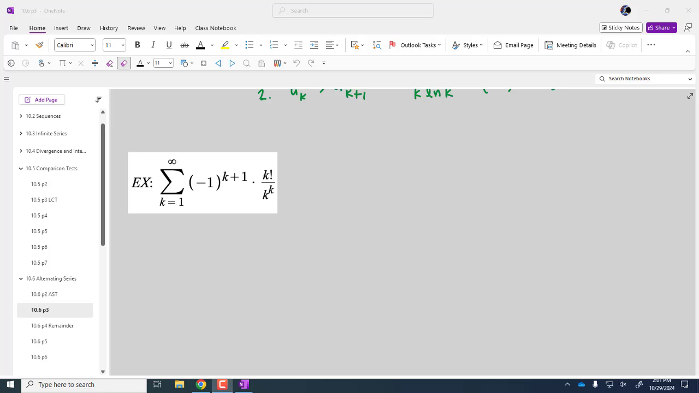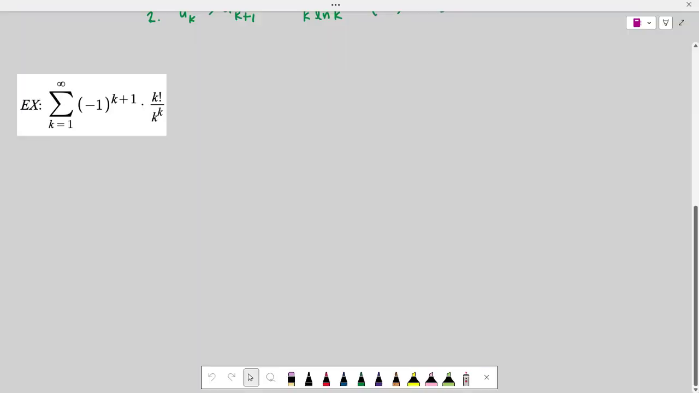Alternating series test. We have this new test as of last Thursday. Let's try this full screen thing and see how it works.